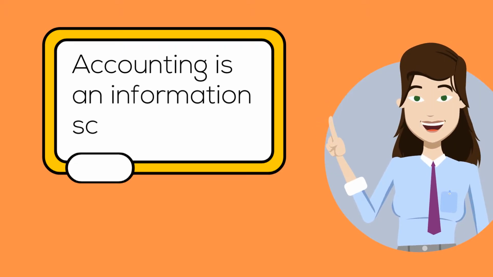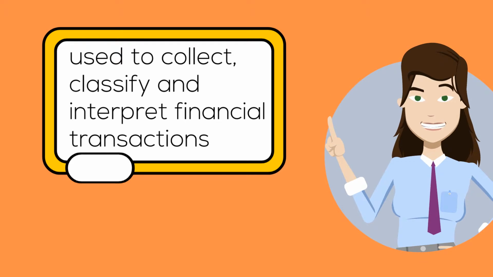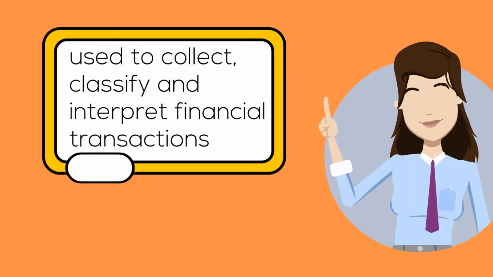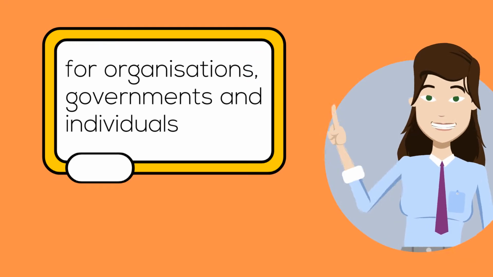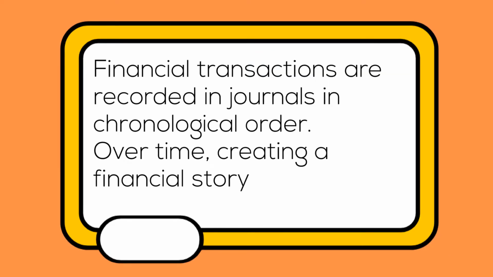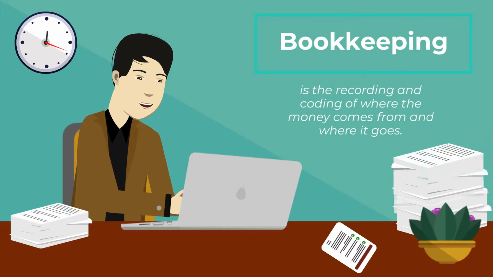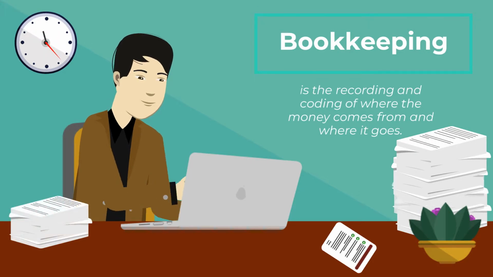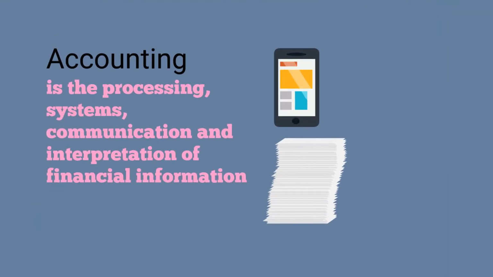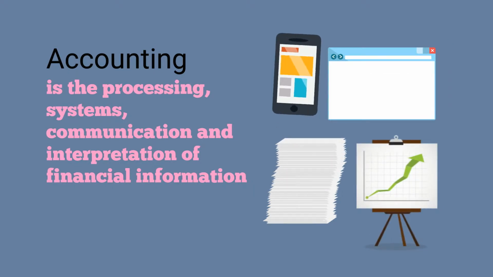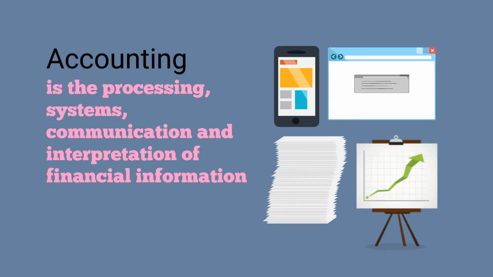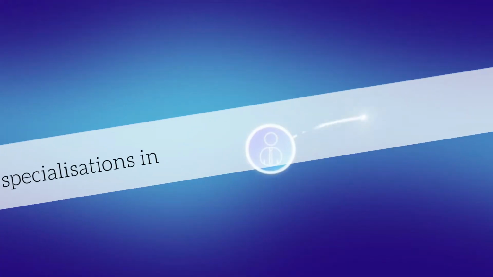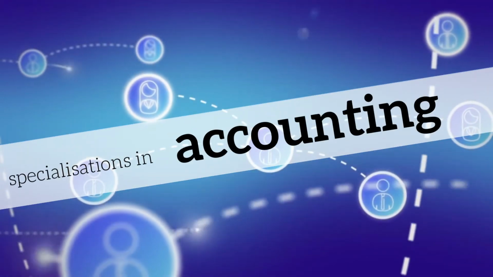Fundamentally, accounting is an information science used to collect, classify and interpret financial transactions for organisations, governments and individuals. Financial transactions are recorded in journals in chronological order, which, over time, create a financial story. Bookkeeping, which is part of the accounting process, is a recording and coding of where the money comes from and where it goes. Accounting is the processing, systems, communication, interpretation of financial information about a person, a company or an agency.